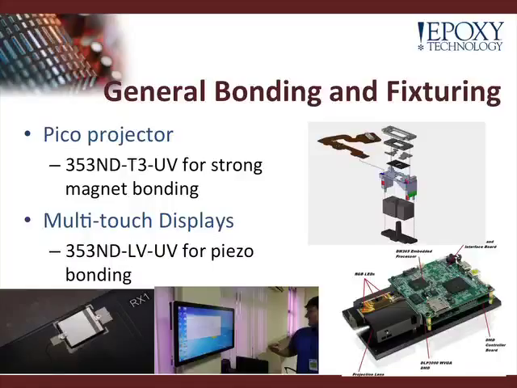Additionally, in general bonding and fixturing, we've seen the hybrids used for multi-touch displays. This was piezo bonding onto the back of these multi-touch displays to actually target where the touches were happening. They had a variety depending on the size of this display, from about 20 to 40 of these piezos. They could place them quickly with UV and then cure them all together in heat.